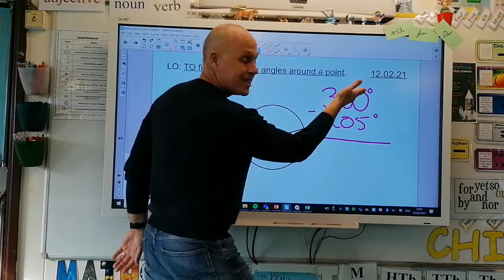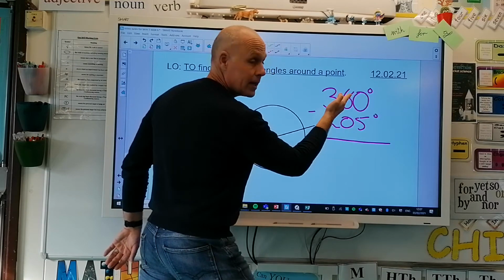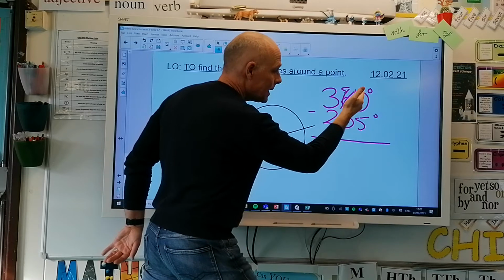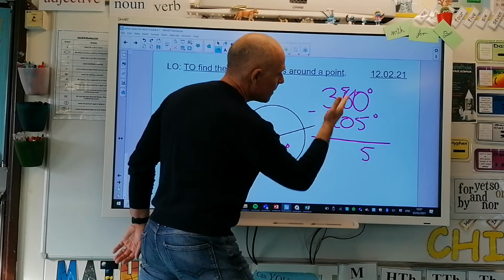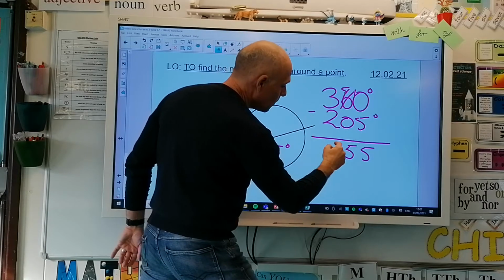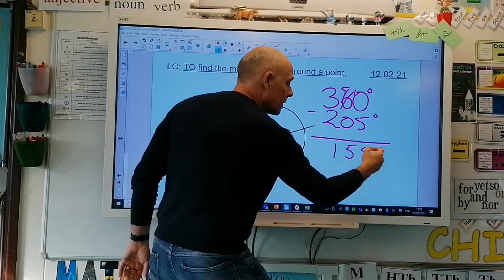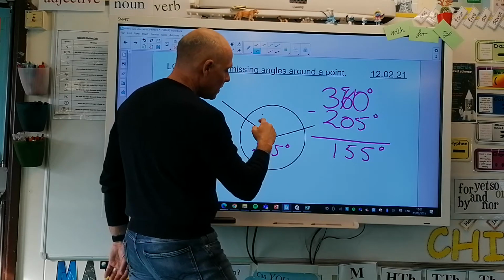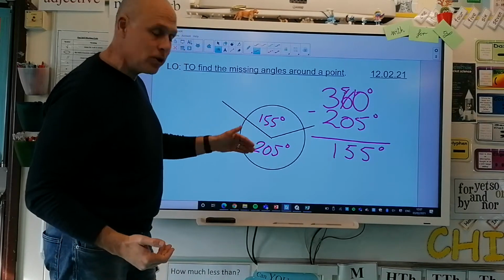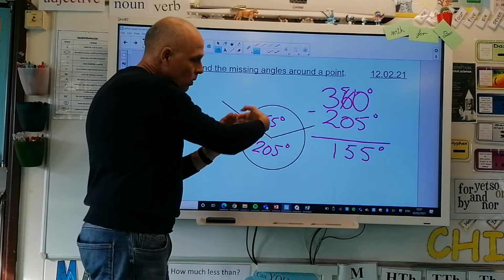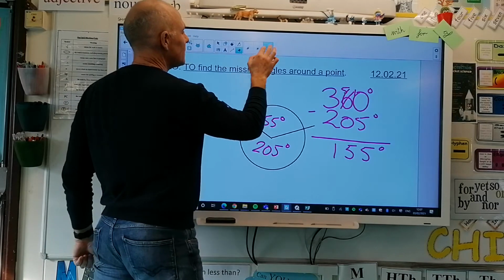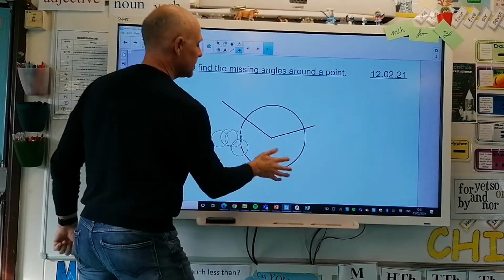So 0 subtract 5, can't do. 6, I'm going to leave 5 there and exchange 1 for 10. 10 subtract 5 is 5. 5 subtract 0 is 5. 3 subtract 2 is 1. So let's pop that in with the unit of measure, 155 degrees. Again, add these two together and you should get the whole turn, 360 degrees. Okay. Right, let's get rid of all this.